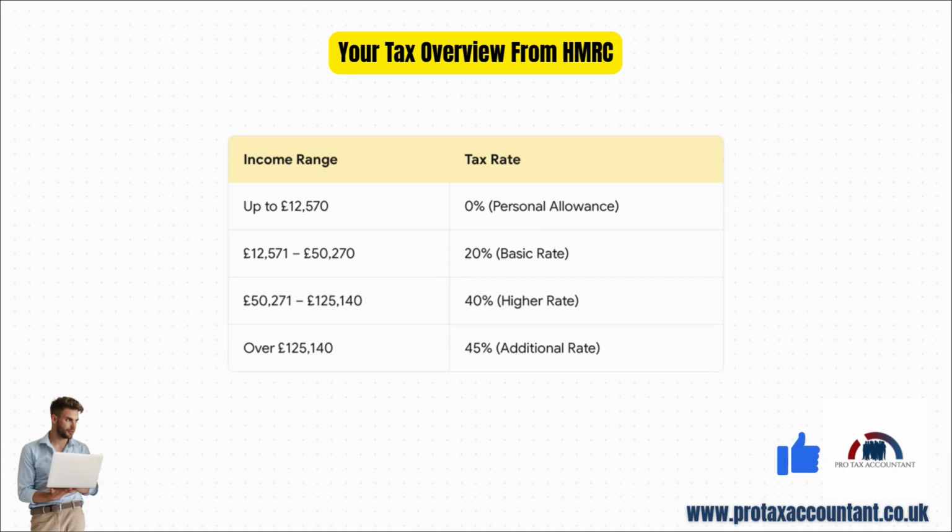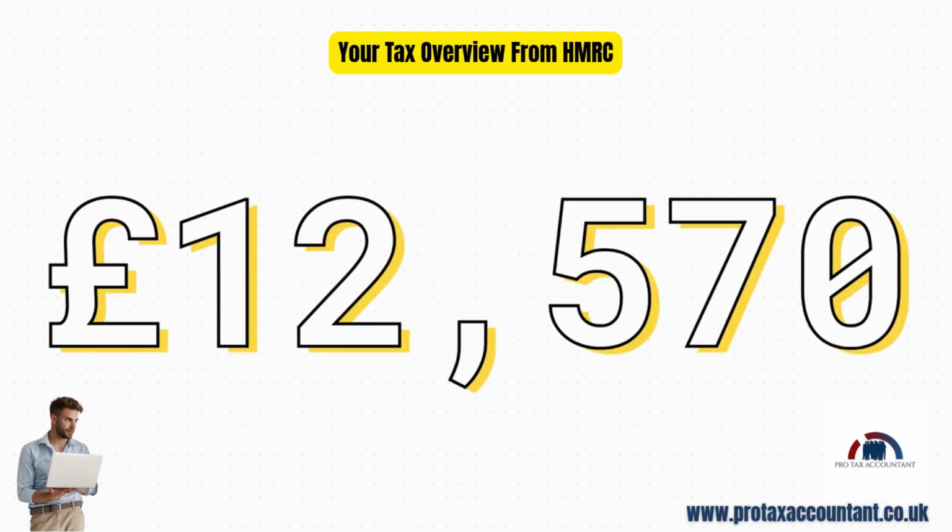Then you pay the basic rate on the next chunk, the higher rate on the chunk after that, and so on. Now, if you only remember one number from today, please make it this one: £12,570. This is your personal allowance. It's the magic amount of money you can earn in a year completely free of income tax. This number is also why the standard tax code for most people is 12570L. The numbers just represent the allowance, 12,570 divided by 10, and the L simply means you're entitled to the standard personal allowance. It's as simple as that.